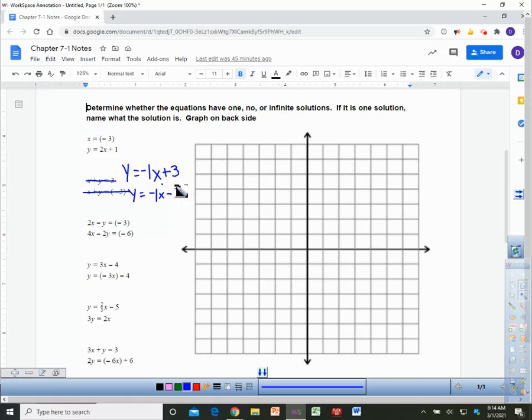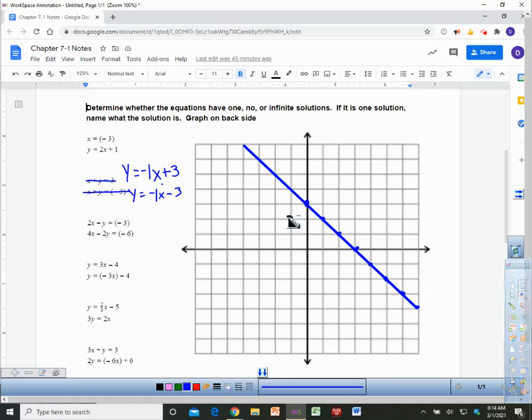So where do I put my first dot on the top equation? At -1 or at +3? 3. So we go up 3, 1, 2, 3. And then we're going to go down 1 and over 1 the whole way through. And like I said, the more dots you put, the more accurate your line will be. Then we're going to graph our second one.